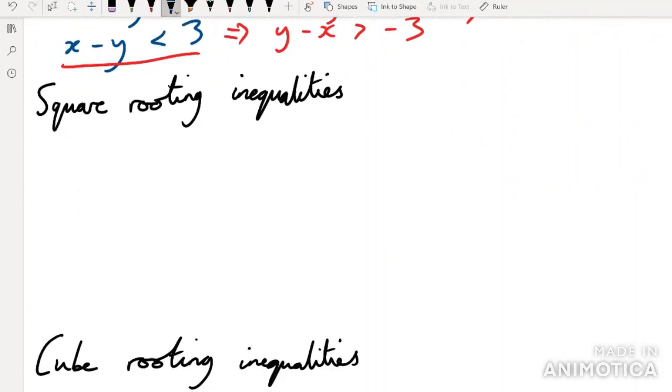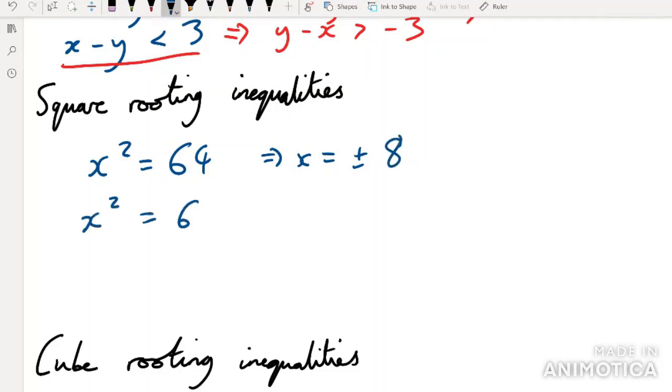Okay, the next thing, square rooting inequalities. Well, very similar to moduluses and stuff like that. Obviously, if we have something like x squared equals 64, then we know that x equals plus or minus 8. Very similar thing applies to inequalities. X squared greater than 64, just like with moduluses, that means that x is greater than 8 or x is less than minus 8.